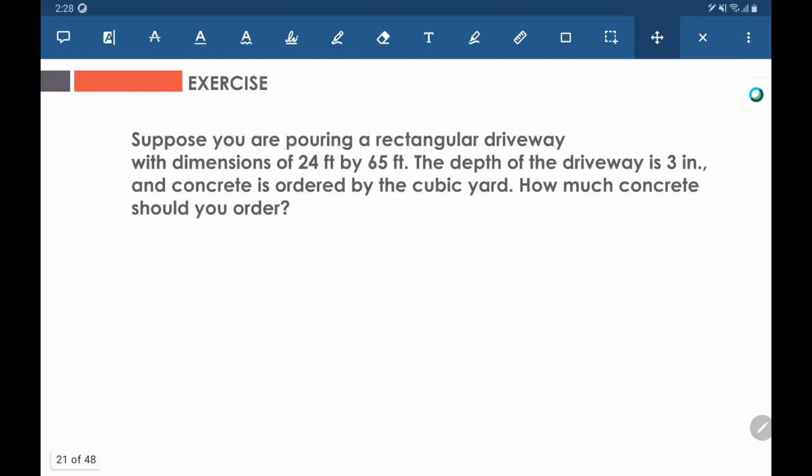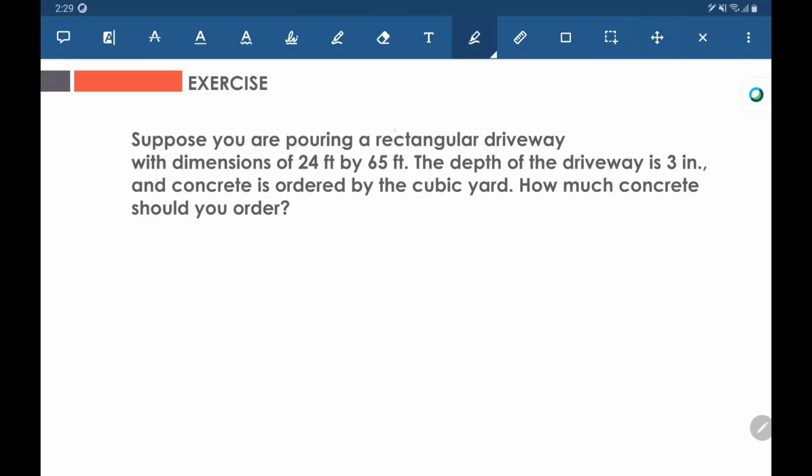That's the simple shape. Now, let's try another exercise. Suppose you are pouring a rectangular driveway with dimensions of 24 feet by 65 feet.